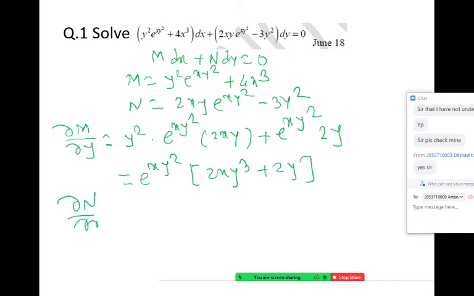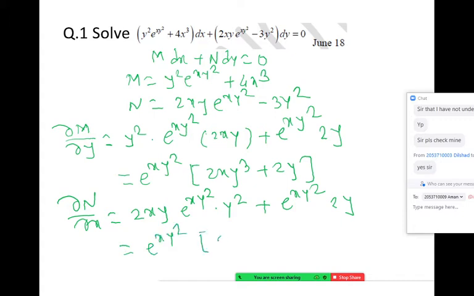Now dou N by dou x equal to. Here we should use the product rule again. So 2xy as it is, derivative of e raised to xy square is e raised to xy square into y square, because we are differentiating partially with x, plus e raised to xy square into derivative of 2xy with respect to x, and that's 2y. And you will observe, if you take e raised to xy square common, we get the same term: e raised to xy square into (2xy cube plus 2y). Hence, dou M by dou y is equal to dou N by dou x, and the equation is exact.